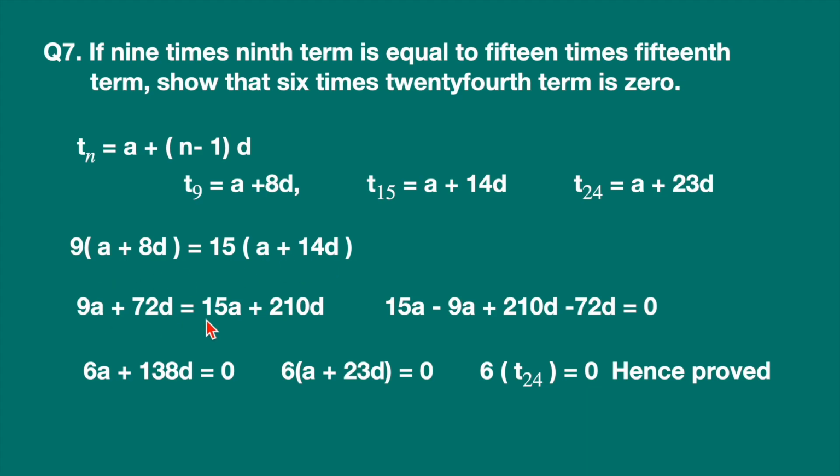Open the bracket. Simplify. Bring it all on the left hand side. You will get 6a plus 138d is equal to 0. 6 is common, take it out. 6 into (a plus 23d) is equal to 0. Now what is a plus 23d? It is the 24th term. So 6 into the 24th term is equal to 0. So that is what they are asking: show that 6 times the 24th term is 0. 6 into T24 is equal to 0.